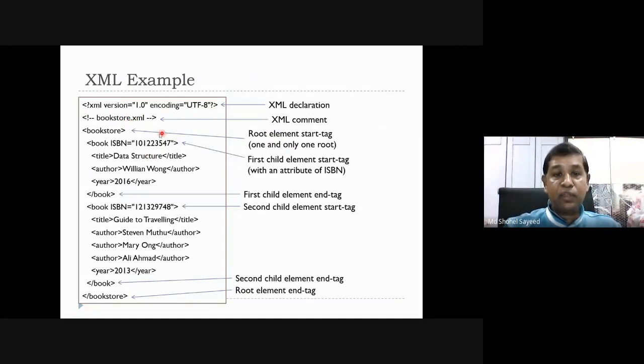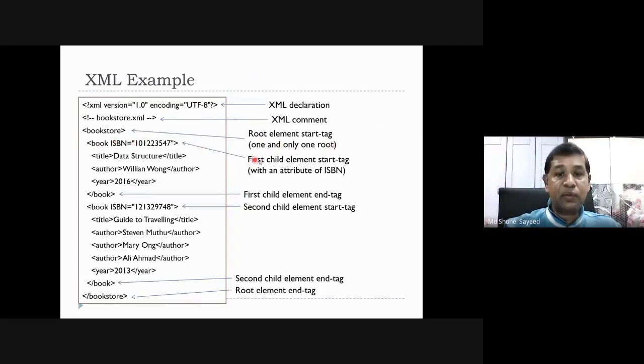Next one is, we call it, you must have a root element. So here the bookstore is the root element, and this is the starting tag, bookstore, and if you look at the bottom, this is the ending tag of the root element. Okay, there should be one and only one root element.